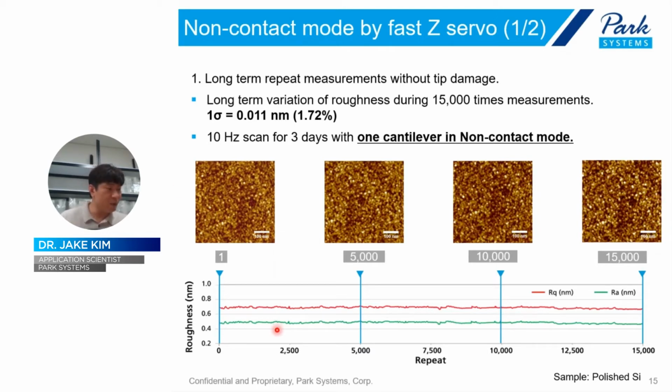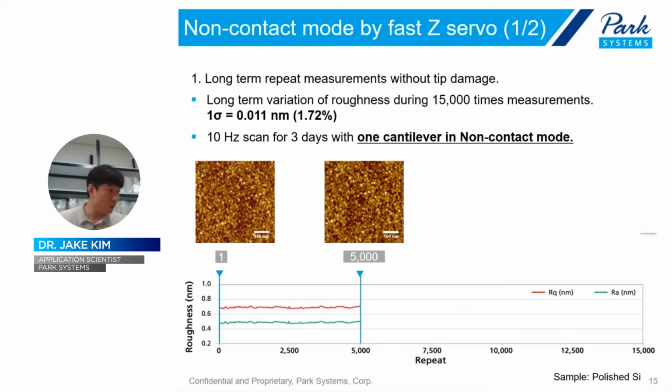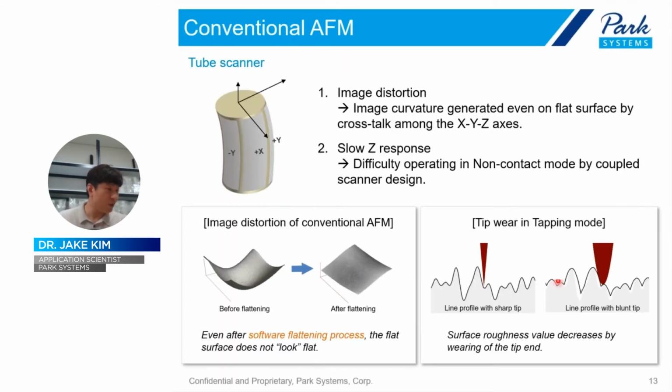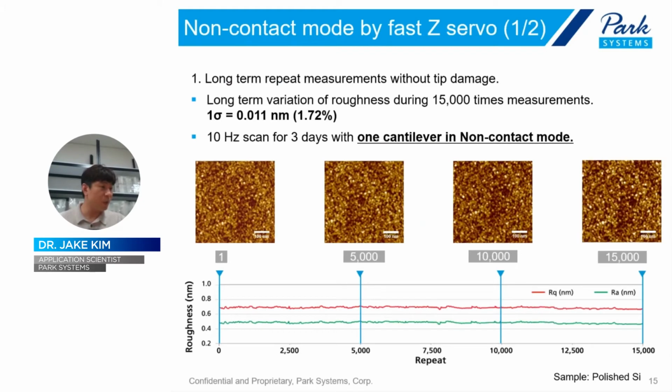Now, in my previous slide, generally the surface roughness value decreases by wearing of the tip. Of course, you start from a very fresh condition, but during the scanning, the tip goes quite blunt, so the roughness will decrease. But in our system, as you can see from these figures, these images, and these numbers, there is no tip wearing, and it means it's truly non-contact imaging.